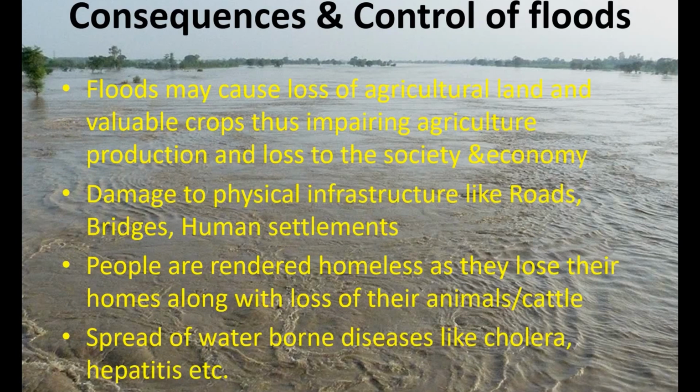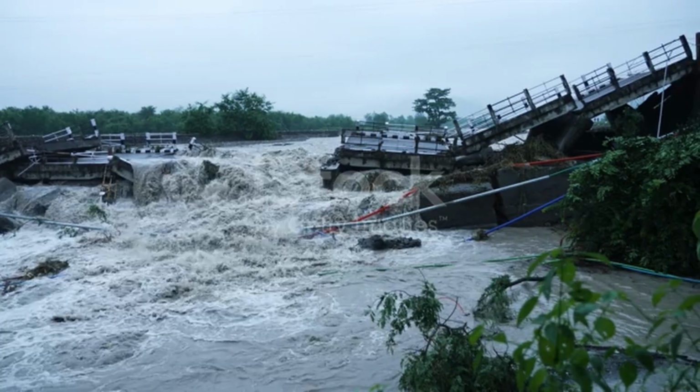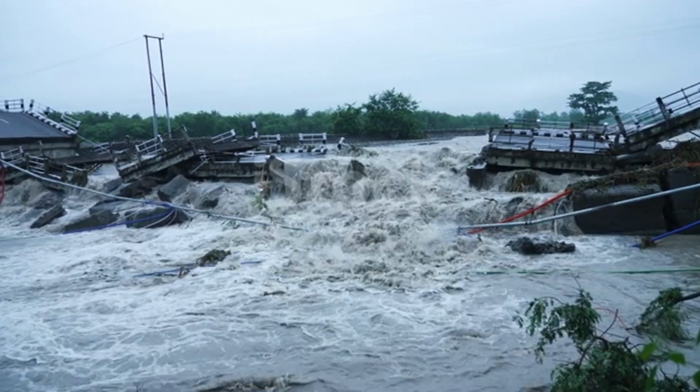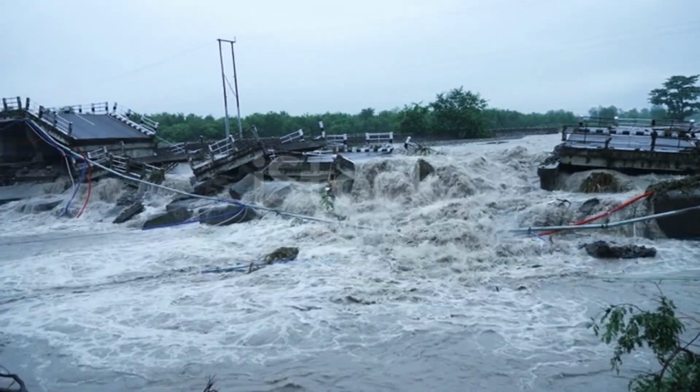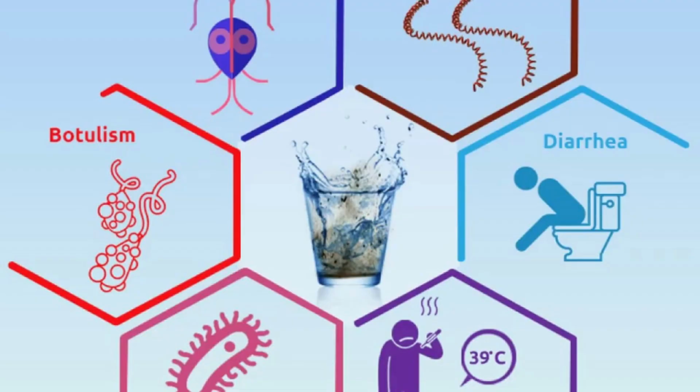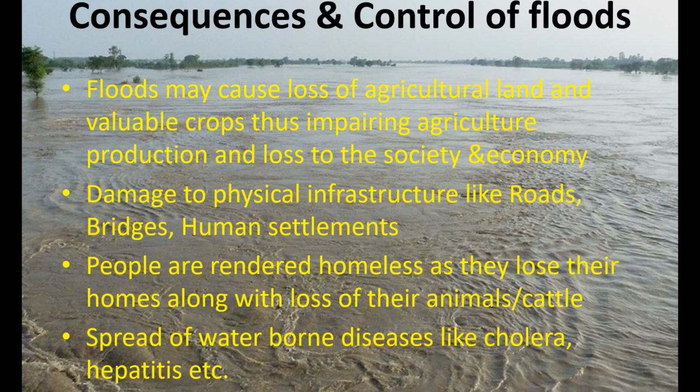Floods may cause loss of agricultural land and valuable crops, thus impairing agriculture production and causing loss to the society and economy. The damage to the physical infrastructure like roads, bridges and human settlements also causes misery. People are rendered homeless as they lose their homes along with their livestock and their livelihoods. In the aftermath of the floods, the spread of waterborne diseases like cholera, hepatitis, etc. almost breaks the health of the society at large.